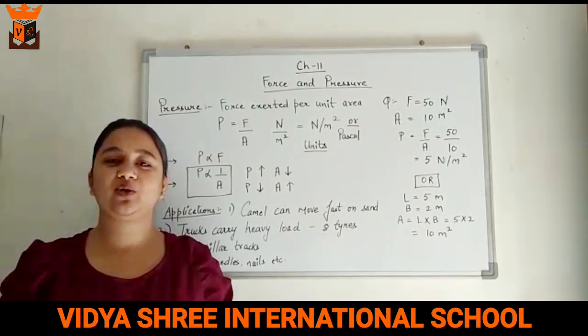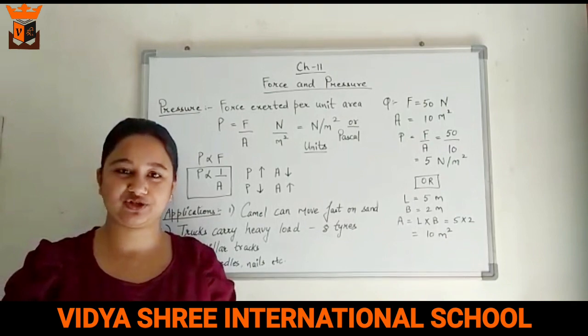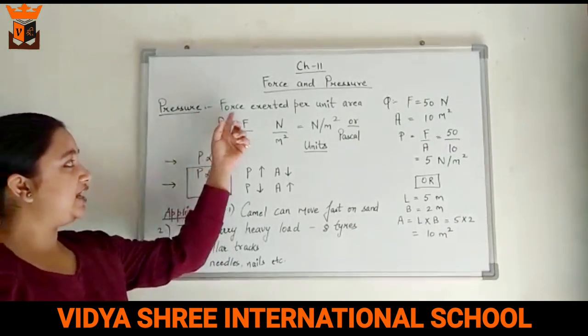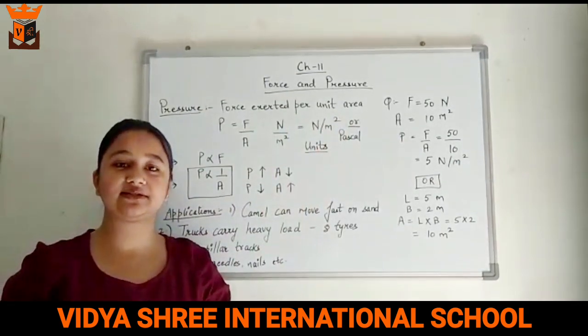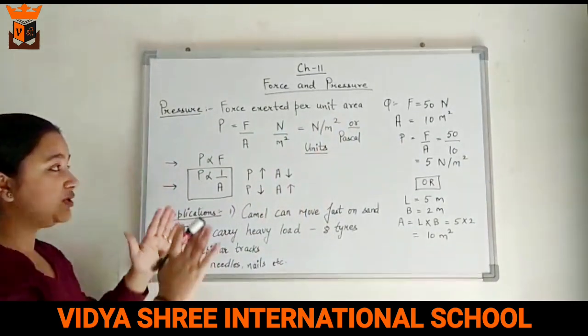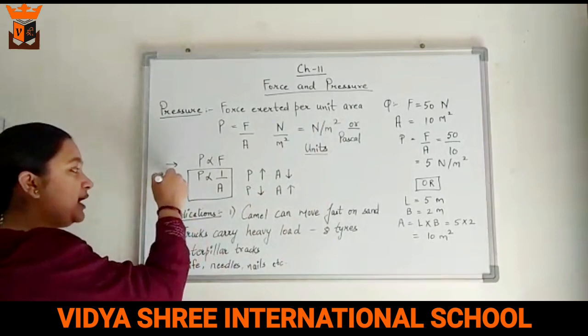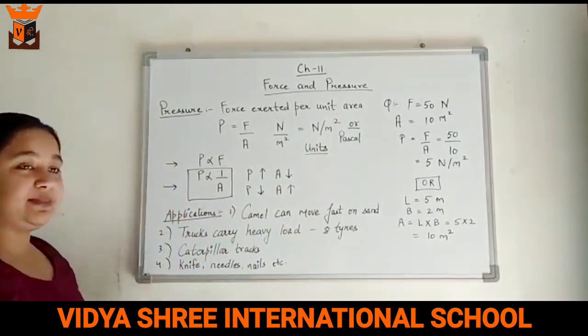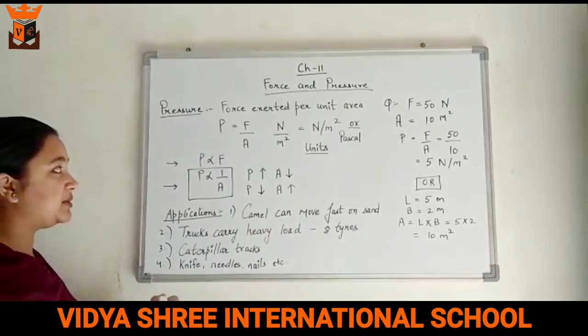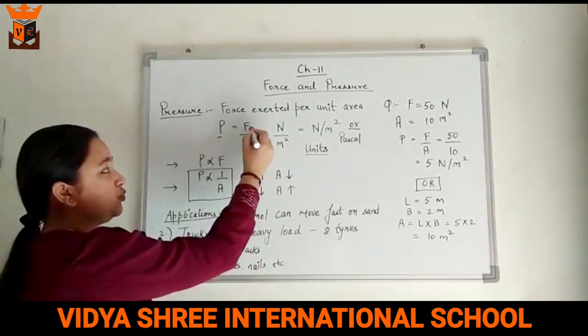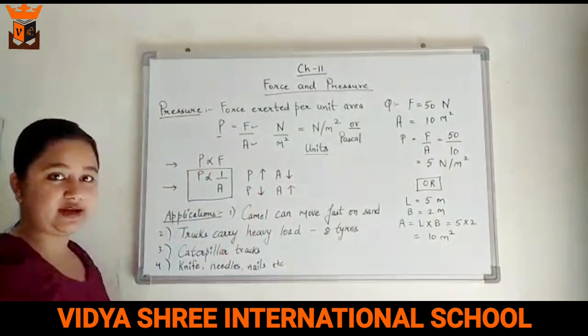Welcome back. Today we are going to discuss the topic pressure. Pressure is defined as the force exerted per unit area. So assume this is the area, and I am applying force on it. Then it becomes what? Force applied per unit area. If we represent it, the pressure is equal to force by area.